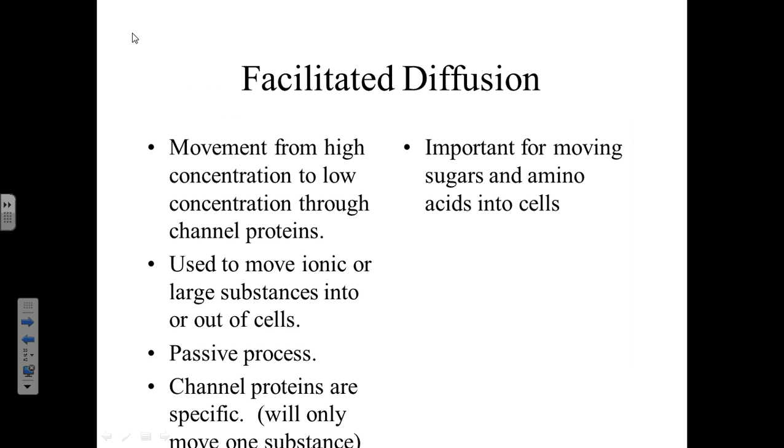Let's see, we got our water potential stuff. So just some reminders about the other kinds of transport. Facilitated diffusion means diffusion with a little bit of what? Help. And what provides the help? Yep. What's the name for the proteins? We might call them transport proteins. I usually call them channel proteins.